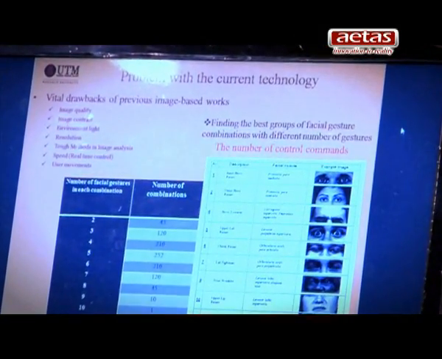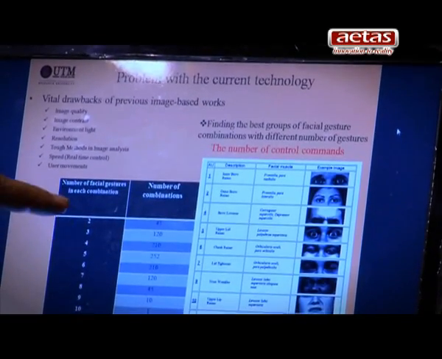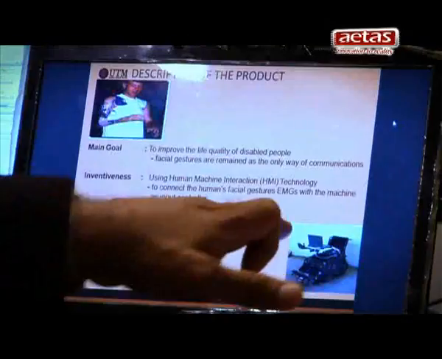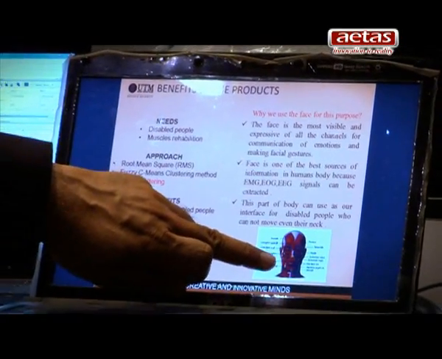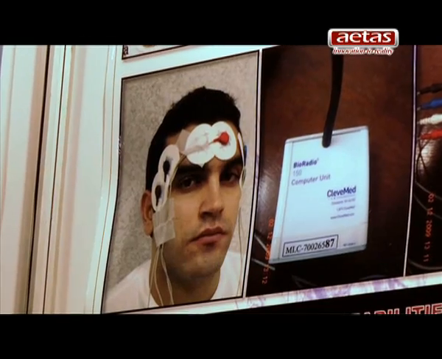A combination of these gestures helps you to control something. So in this case, if I have 10 gestures, you're talking about 10^13 combinations that can be made. As you can see, it can be used in a wheelchair. The gesture is based on muscle movement, so every time you move your face, the sensors look at how your muscles move.